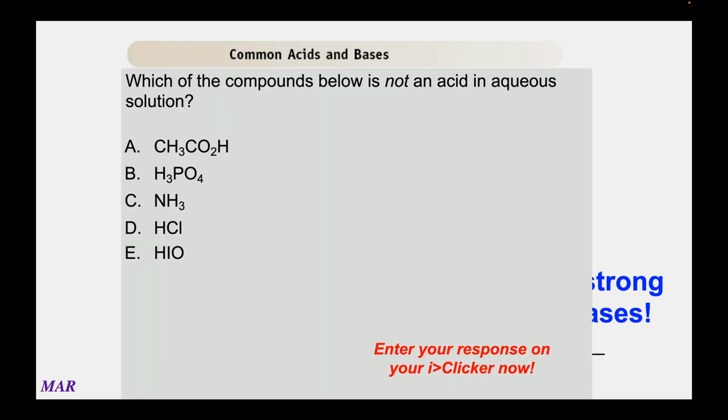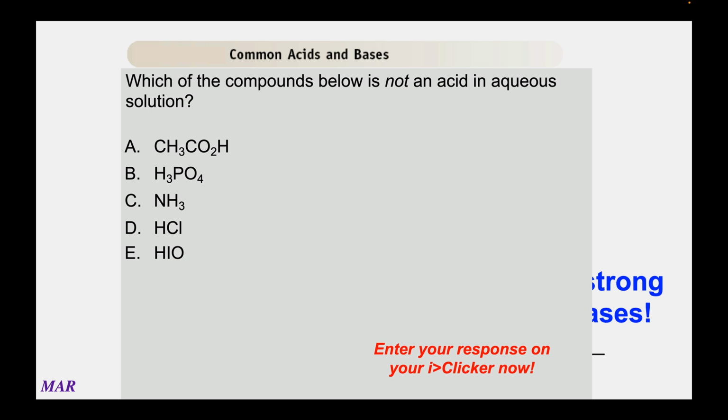Here's a question you might see. It says, which of the compounds below is not an acid in water, aqueous solution? Okay, well, anything that has an H listed first is going to be an acid. So you can see that B, which is phosphoric acid, D, hydrochloric acid, and E, which is hypoiodous acid, a more rare acid, but they all have H listed first. Those are going to be acids. So it's going to come down to A or C.